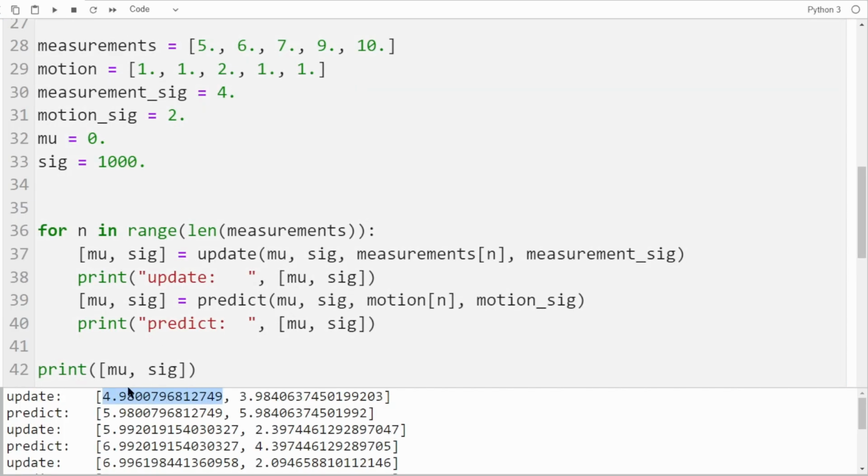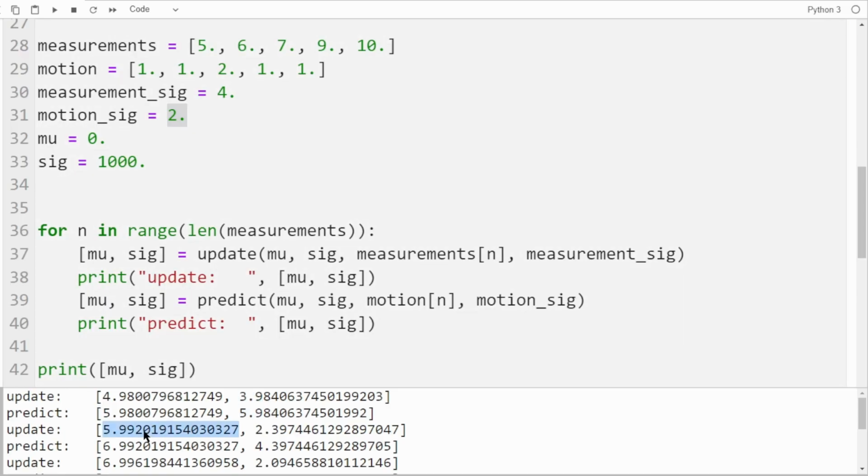So if I hit the run button, I find that my first measurement update gets me effectively 5.0. It's 4.98. And that makes sense because we had a huge initial uncertainty and we just observed 5 with a relatively small measurement uncertainty. In effect, the resulting sigma squared term is 3.98, which is slightly better than 4. So we're slightly more certain than the measurement itself. We now apply the motion of 1. We get to 5.98. Our uncertainty increases by exactly 2, from 3.98 to 5.98.